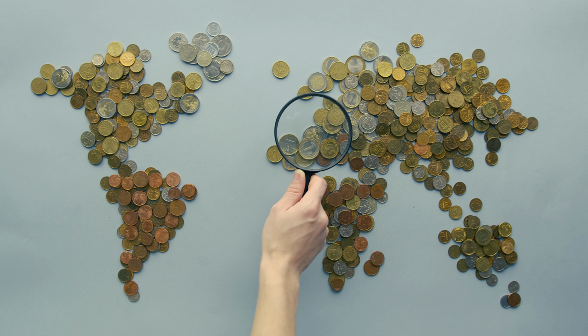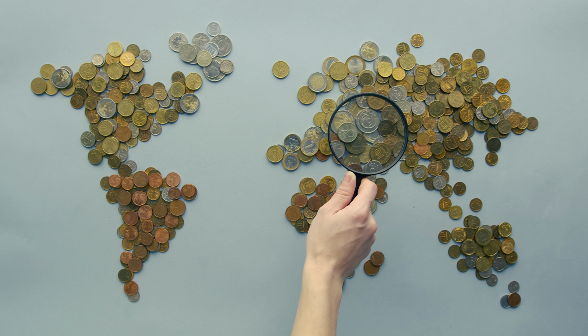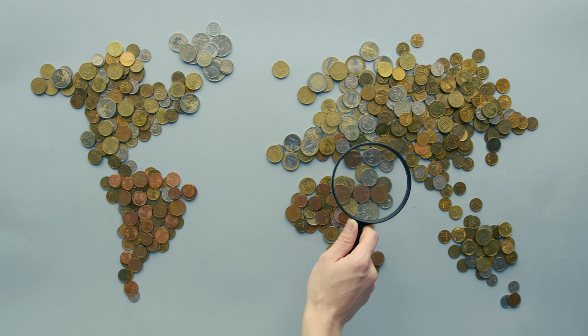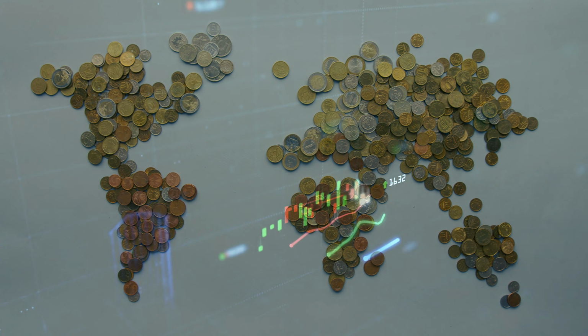However, to continue this analysis, we must first see what a monetary system is and what globalization means to get some main ideas about how the two topics work and what influences they have on each other.